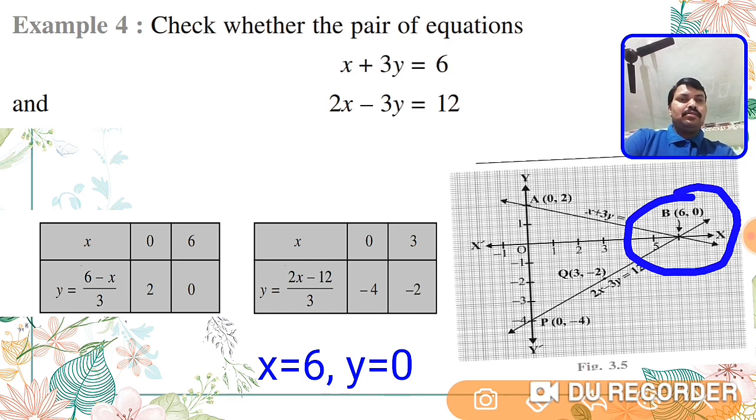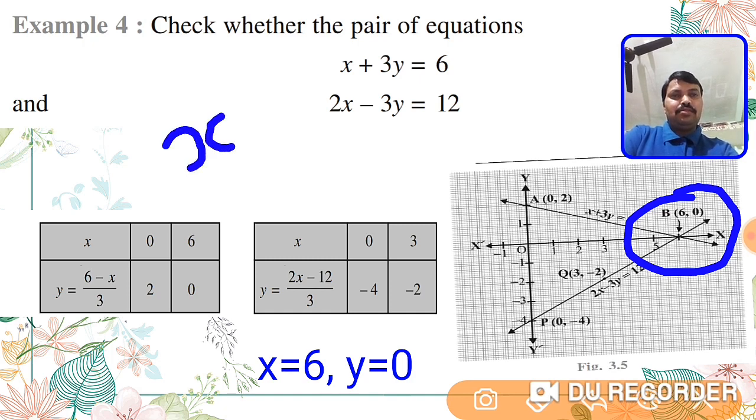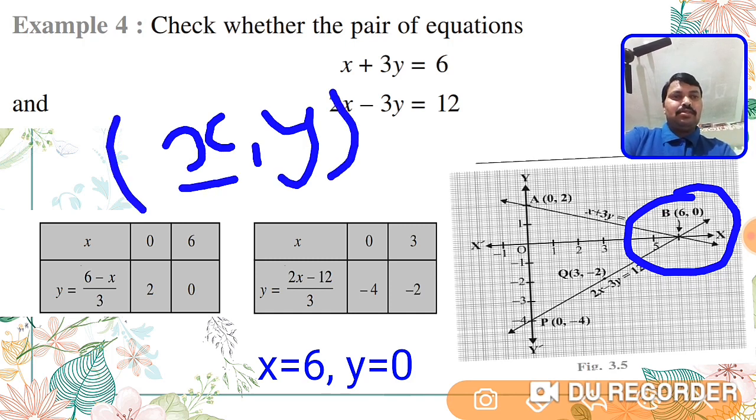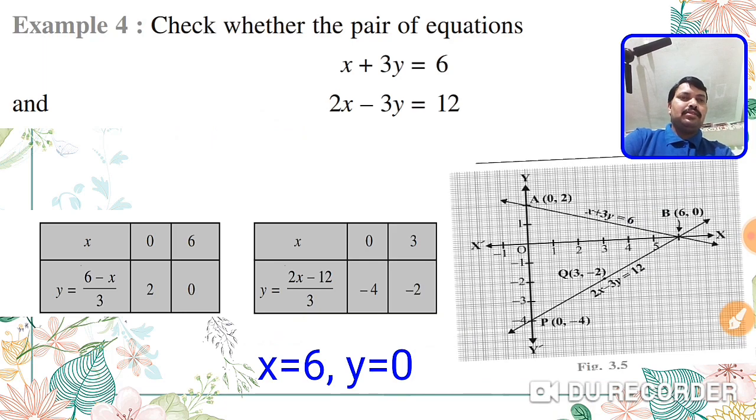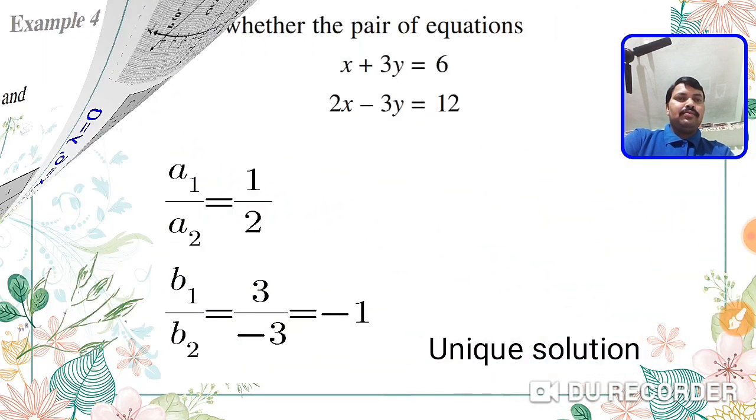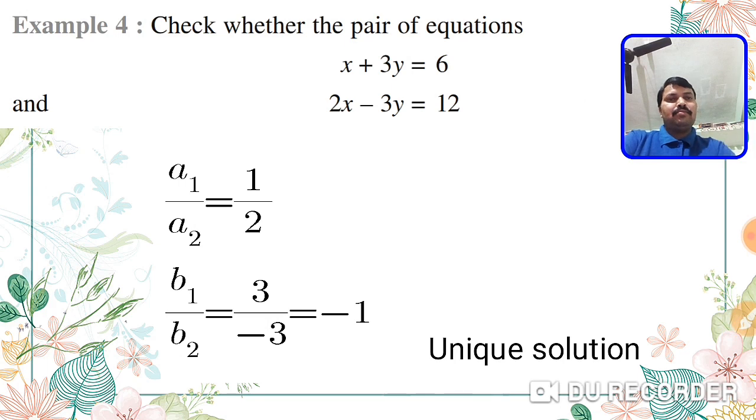So we know that every point is written in the form of (x, y). Therefore, the value of x will be 6 and the value of y will be 0. Means the pair is intersecting and having a unique solution. Means there will be only one common point.